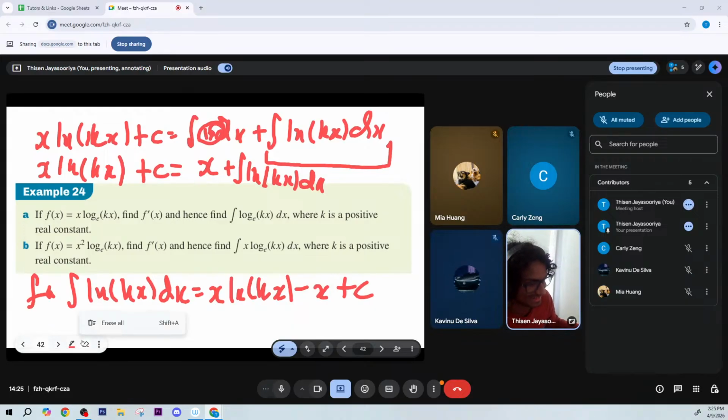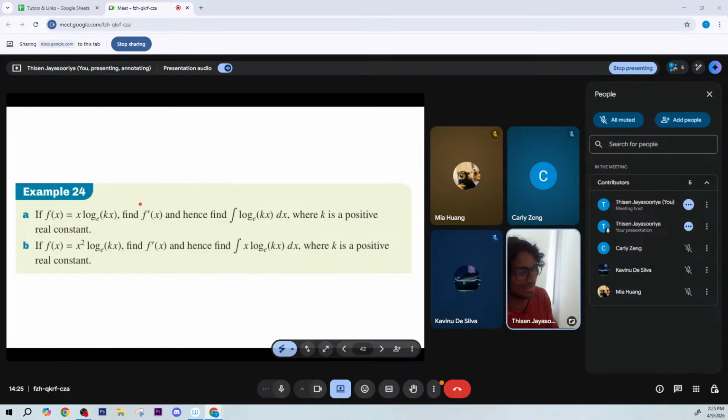Yeah, that's fine. So, here, right, with this expression? I'll ask Carly, how can we differentiate this function? How can you find f dash of x for this function?